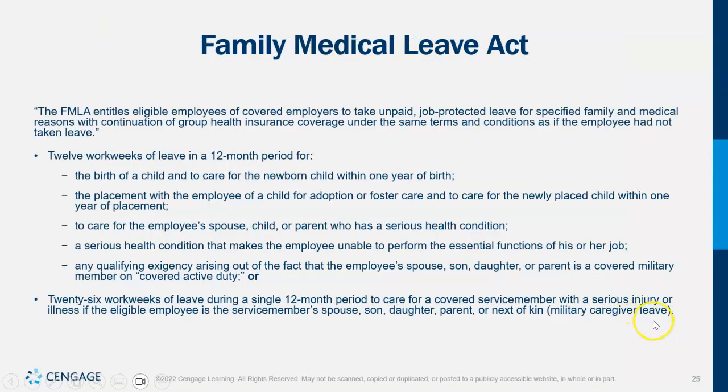Next, we'll look at the Family Medical Leave Act, which kind of covers a lot of things. It entitles eligible employees of covered employers to take unpaid job-protected leave for specific family and medical reasons. This includes 12 work weeks of leave in a 12-month period for the birth of a child and to care for the newborn child within 1 year of birth. The placement with the employee of a child for adoption or foster care, and to care for a newly placed child within 1 year of placement.